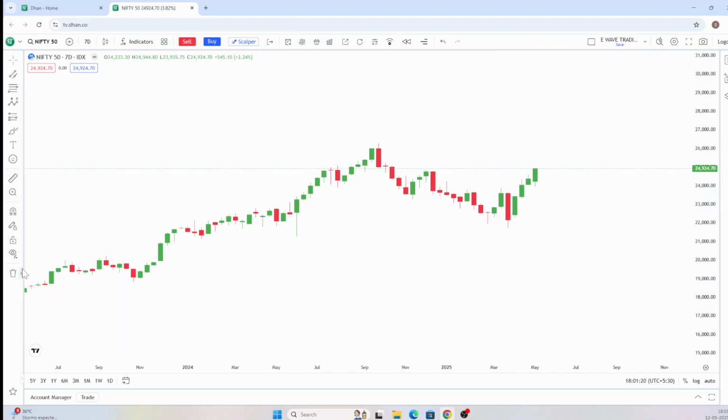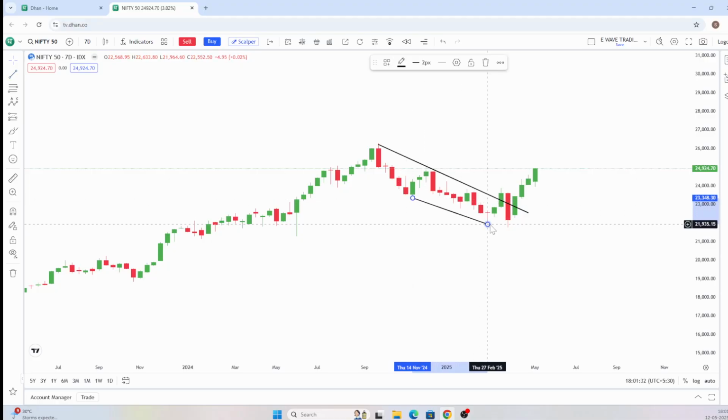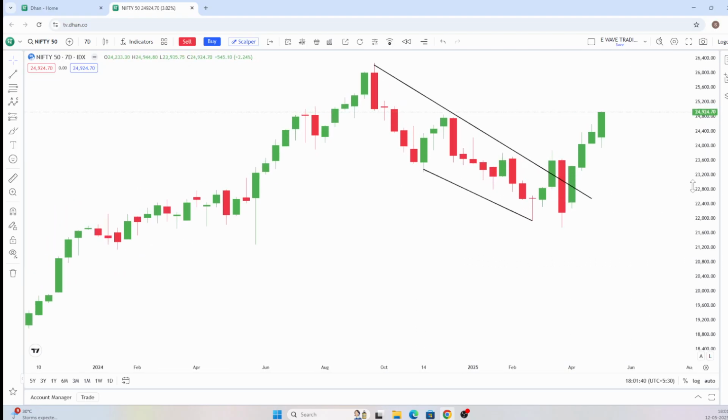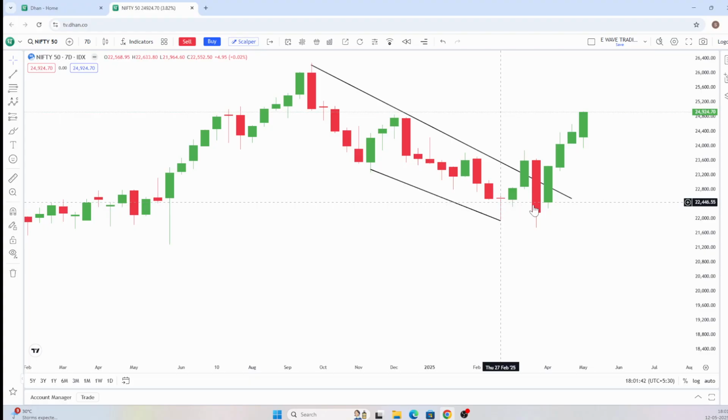Now I will remove everything. I have removed everything. In place of the channel, I have put a trend line here. Now on the lower side, I have put a trend line here. This is a new low. Okay, so when the price closes this bullish engulfing on this day, now what is this? This is called a doji. This is a doji on the 7 days.